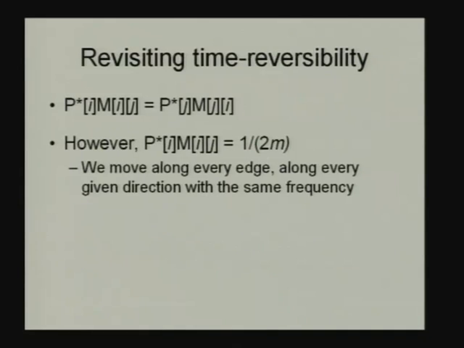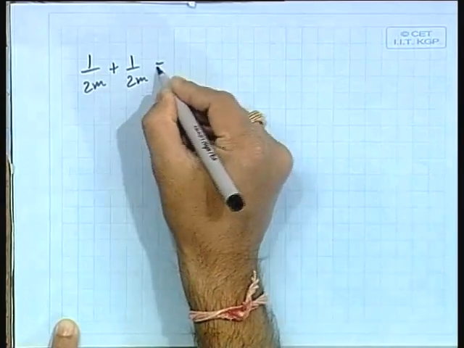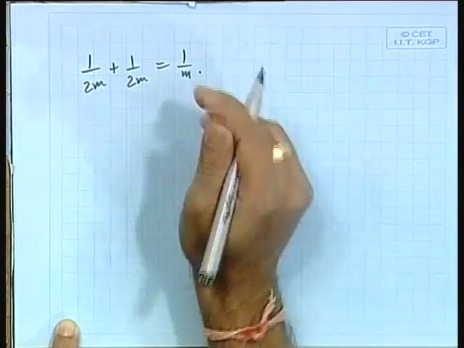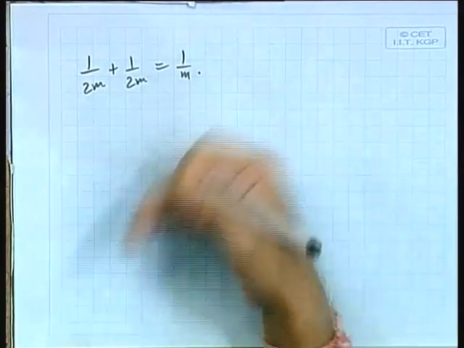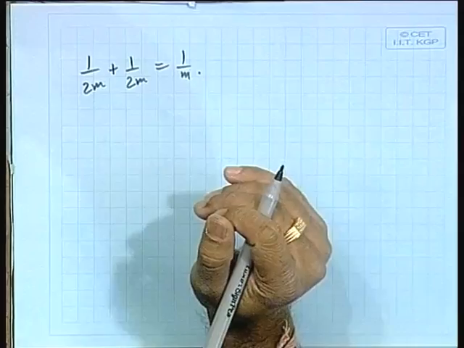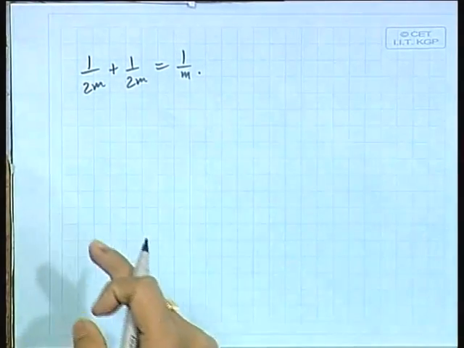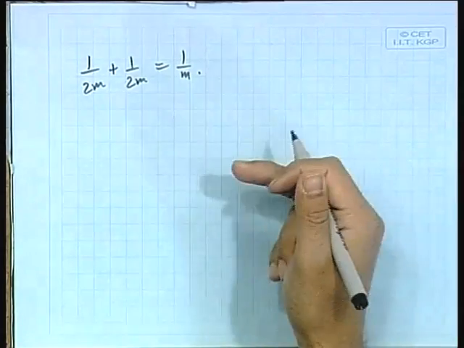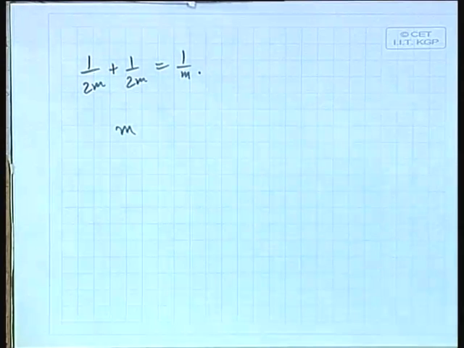And I have to add these two probabilities. Both are 1 by 2m, so I will add them. 1 by 2m plus 1 by 2m is what? 1 by m. So, 1 by m is the probability that any edge is traversed. So, in a connected graph, the probability of traversal of any edge in the steady state condition is always 1 by m. Therefore, the expected number of steps in which you will come back to the same edge again is m, the inverse of the same.